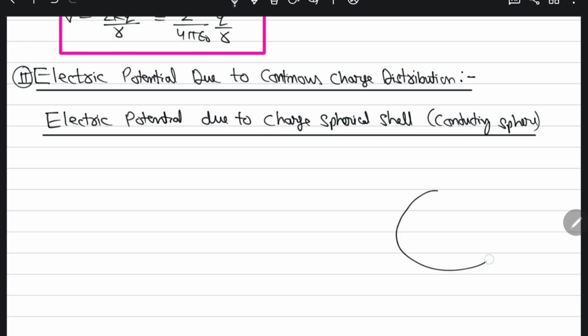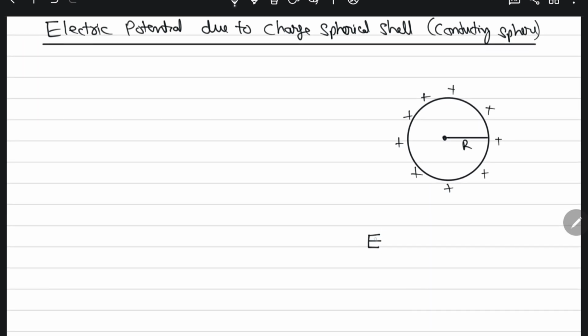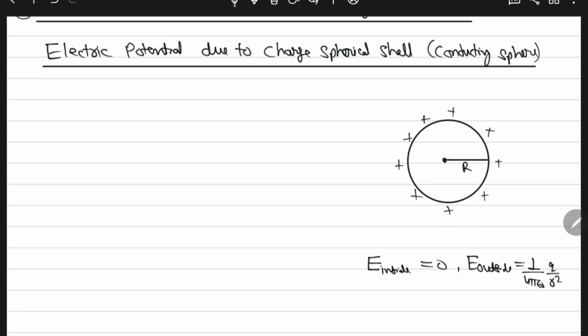So I take this conducting sphere that has a positive charge. Now I can find electric potential inside and outside. First, we know that the electric field inside a conducting sphere is 0, and outside it is 1 upon 4 pi epsilon naught q by r square. So now we can find electric potential.